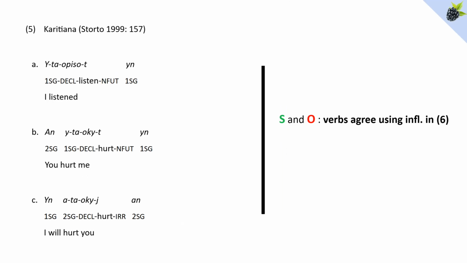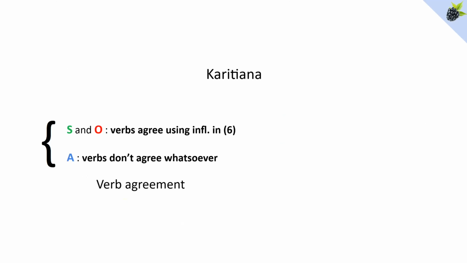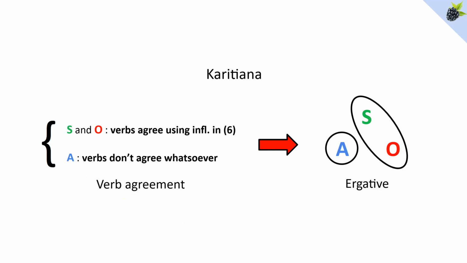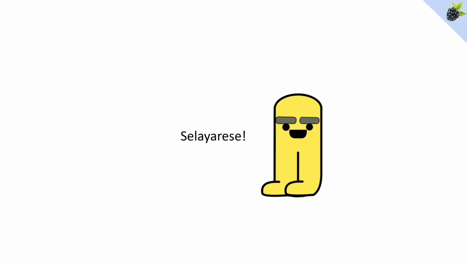Let us now take a look at 5c. As illustrated by 5c, in Karitiana, verbs aren't inflected to agree with their A arguments whatsoever. Since in Karitiana, S and O arguments behave similarly with respect to verb agreement, while A arguments behave differently, we could say that Karitiana exhibits ergative alignment with respect to verb agreement. For another example of a language where verb agreement follows an ergative pattern, we can take a look at Selayarese, a language spoken in the Indonesian province of South Sulawesi.